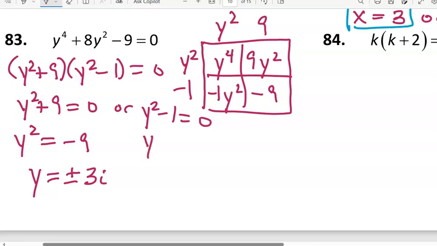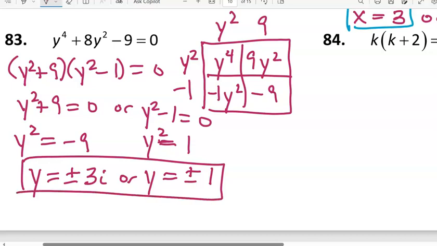And then we can do the same for the equation on the right. Add 1. Y squared is equal to 1. And so y is equal to the positive or negative square root of 1, which don't forget to simplify that. That's 1. So we have four solutions: positive 3i, negative 3i, positive 1, and negative 1.